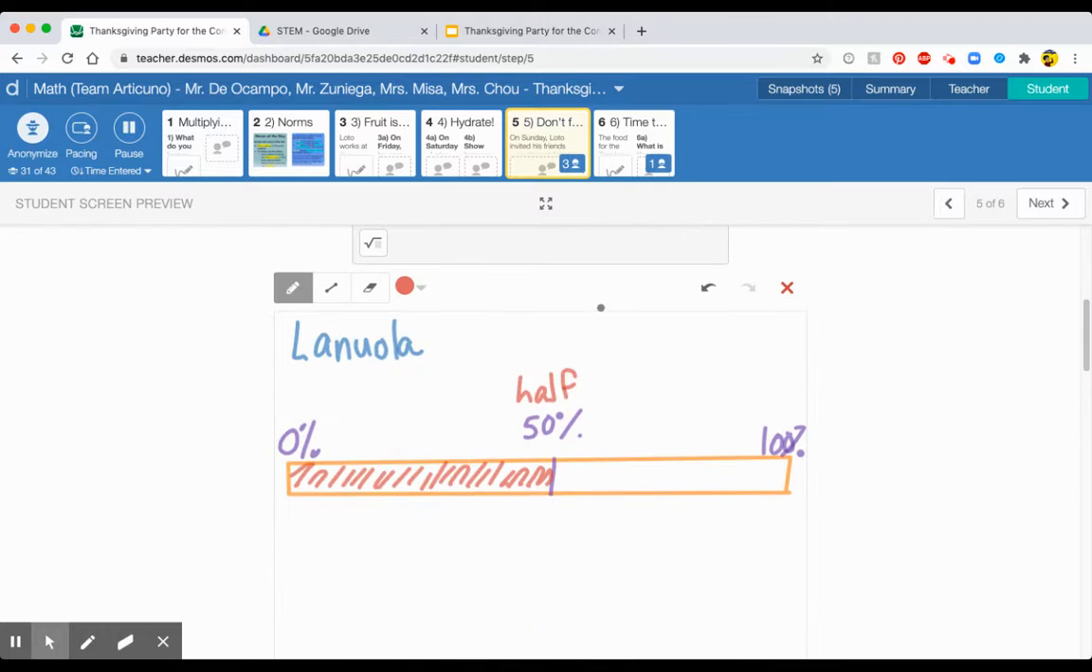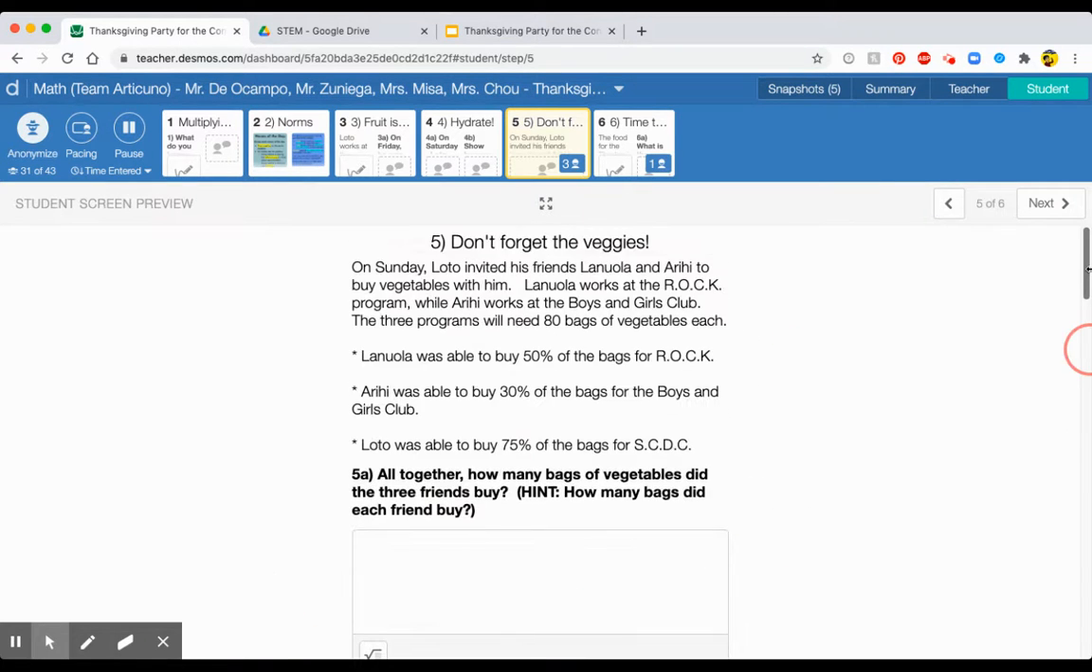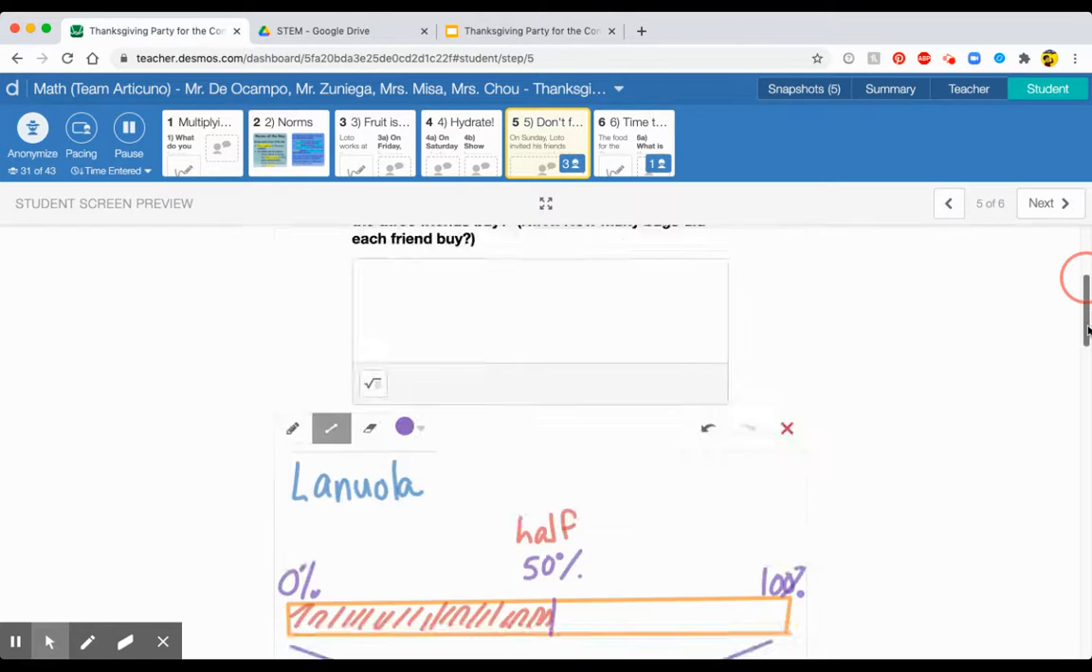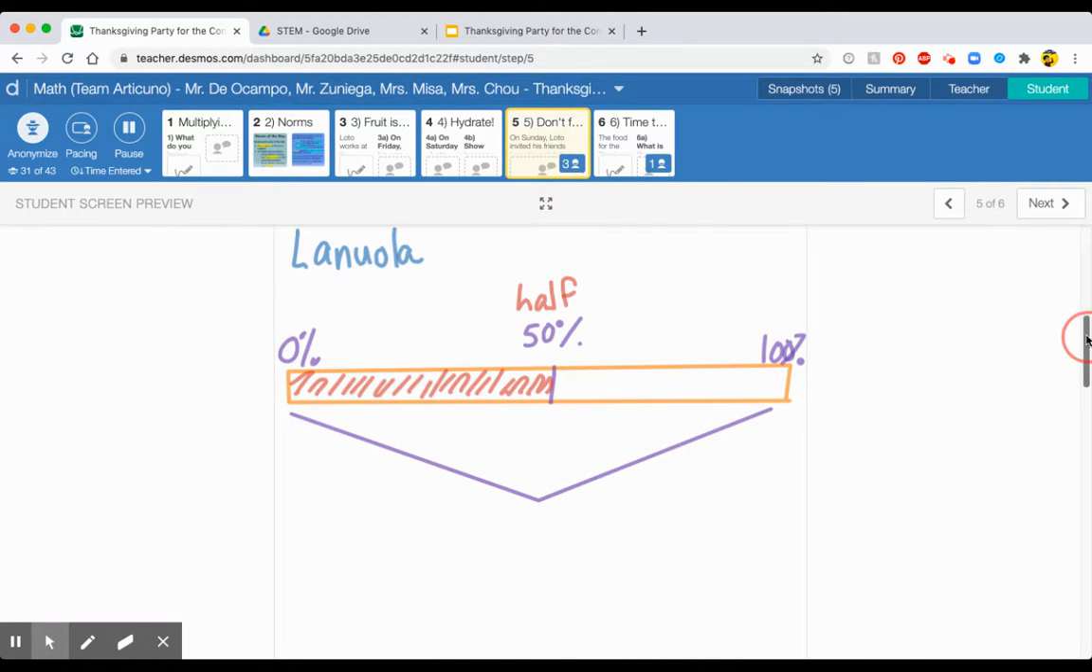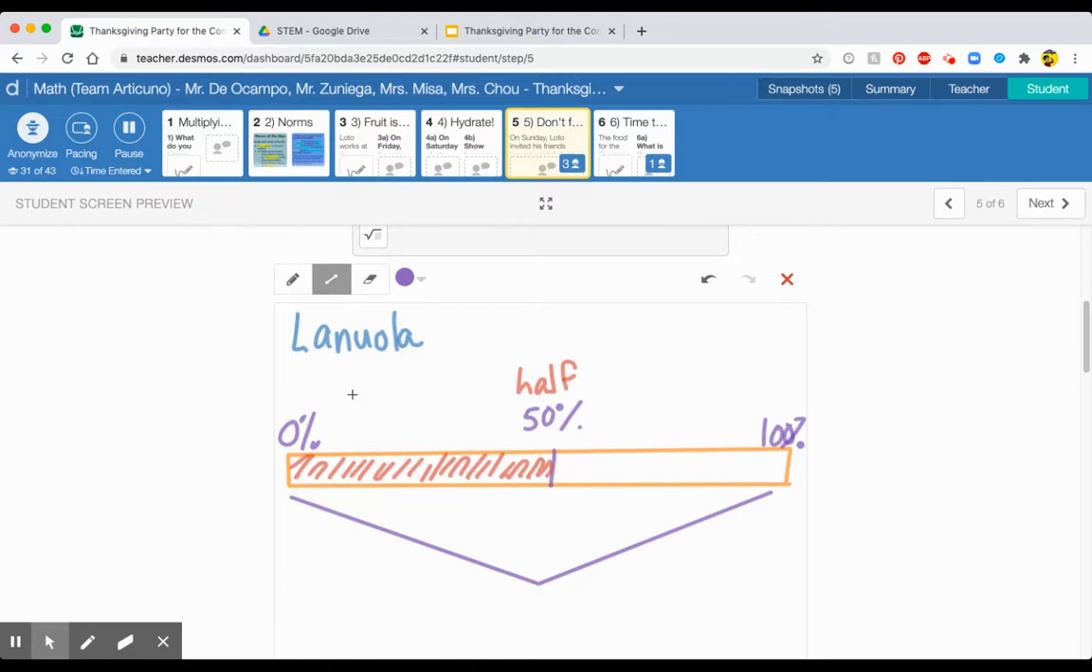Now, some of your classmates have an awesome little technique for labeling the whole thing. So what I'm going to do is represent this whole thing right here. Okay, so this is just an arrow to show the whole rectangle or the whole health bar here. And Lanoola was able to buy 50%. I've already shown that. But here's the thing. This 100% health bar represents 80 bags. This whole bar represents 80 bags.